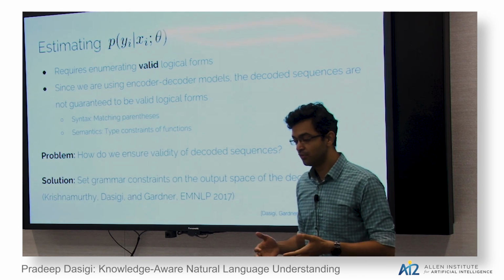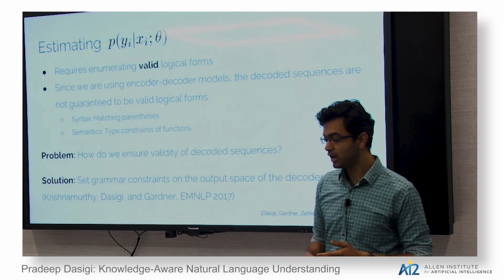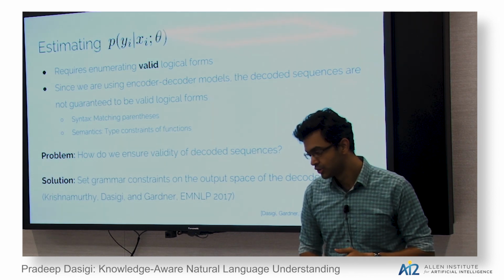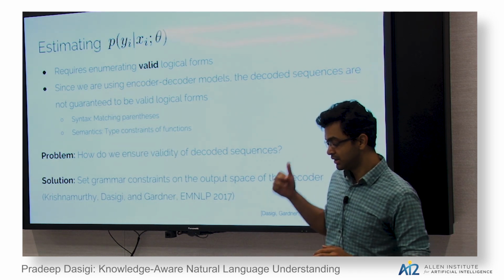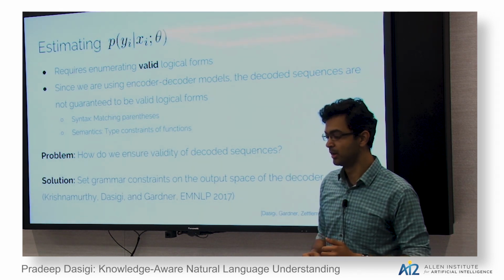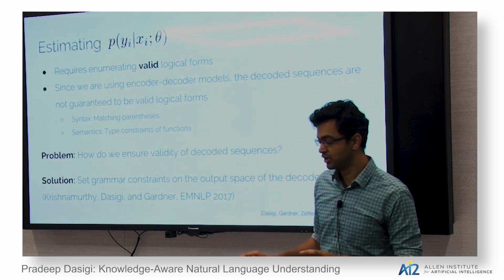So the problem here is how we ensure validity of the decoded sequences, and to do that we set grammar constraints on the output space of the decoder, and that's what I meant by constrained decoding. And this is work from last year's EMNLP paper. I won't go into the details of this paper, but I'll briefly mention how we are doing constrained decoding here.